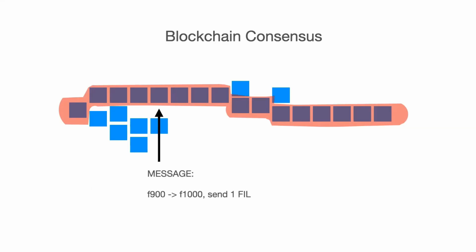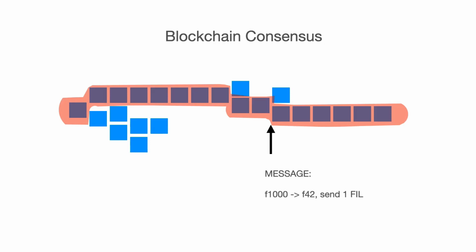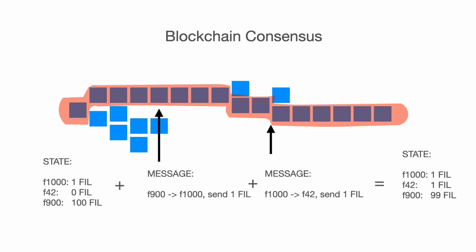So for example, maybe we have a message which sends from F900 to F1000, 1 Filecoin. And then this guy also sends 1 Filecoin to F42. So if we finish out these state transitions over these accounts, then we end up: 900 sends 1 to 1000, 1000 sends 1 to 42, and we end up with 1199. So that makes sense. It's working well, and this is how blockchain payments work.